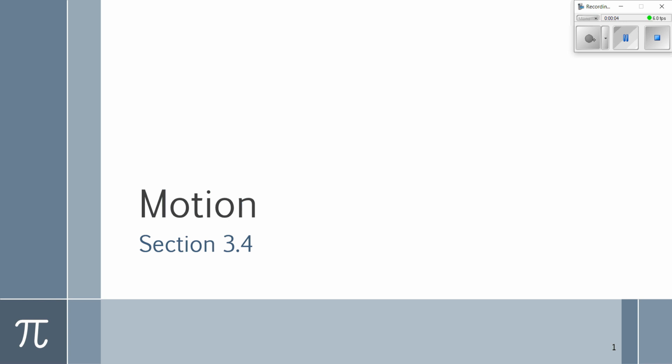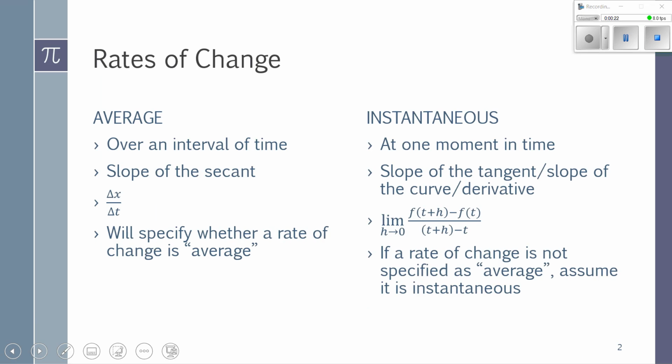So in section 3.4, we're going to start talking about motion. And this is a topic that's going to come up frequently because it's just a really nice application of rates of change. So we first have to deal with some vocabulary related to this. We've talked about average rate of change, and we've talked about instantaneous rate of change.